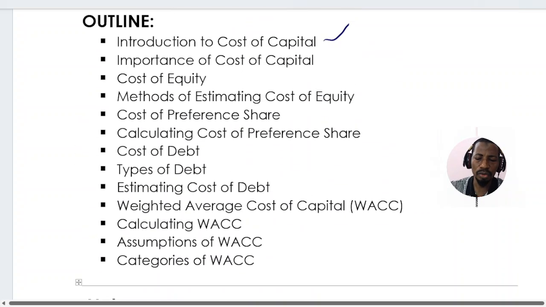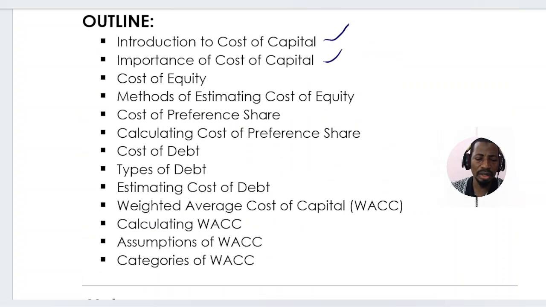Okay, then we'll move to discussing cost of equity. In the determination of overall cost of capital of a company, you need to first of all establish or calculate the cost of individual source of finance. So we are going to discuss cost of equity, cost of preference share, cost of debt before we calculate the weighted average cost of capital. So we are starting with cost of equity.